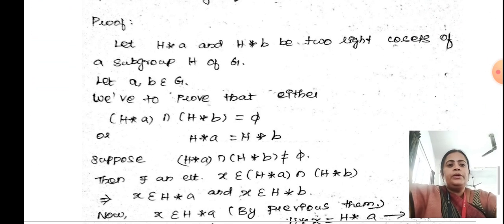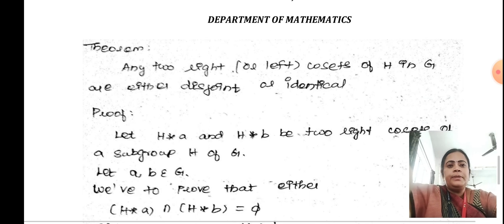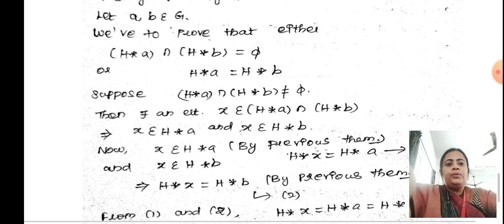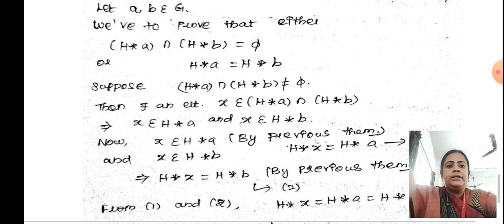So here we are going to prove a small theorem based on this coset. Any two right or left cosets of H in G are either disjoint or identical. If you take any two right cosets H star a and H star b, we have to prove that the intersection H star a intersection H star b is equal to the empty set phi, or simply we can prove H star a equal to H star b.